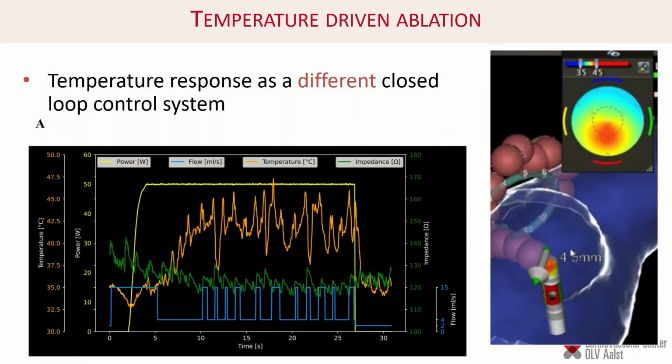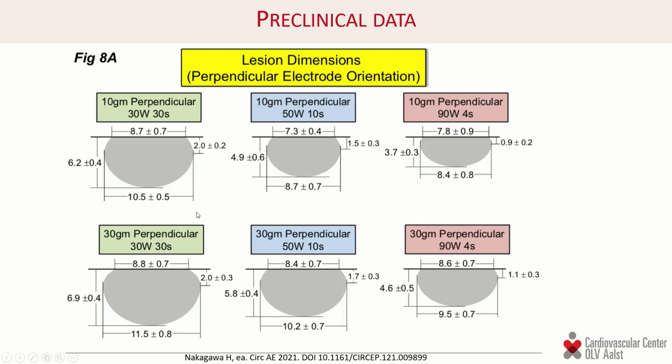So you can see this as an example here of the system. You can see in blue the flow modulation, the flow going from 4 to 15 cc's per minute and back, and you can see in yellow that the power stays at 50 watts, that the power remains unchanged. So the idea behind this is, of course, based on the hope and the idea of creating better lesions, better suited to PV isolation in the left atrium.